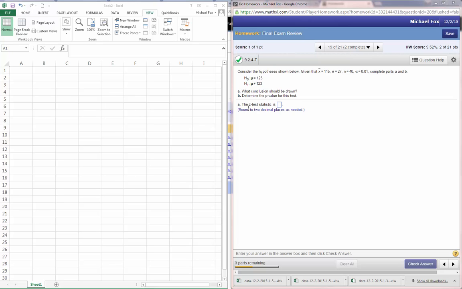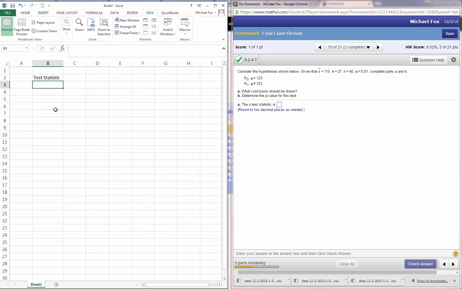The first is the z-test statistic. To calculate our z-test statistic, we need some information. The reason we can use a z-test here is because we know the population standard deviation, that's given to us. Sometimes it's not, and then we'd have to use a Student's t-distribution. But here we do know it.